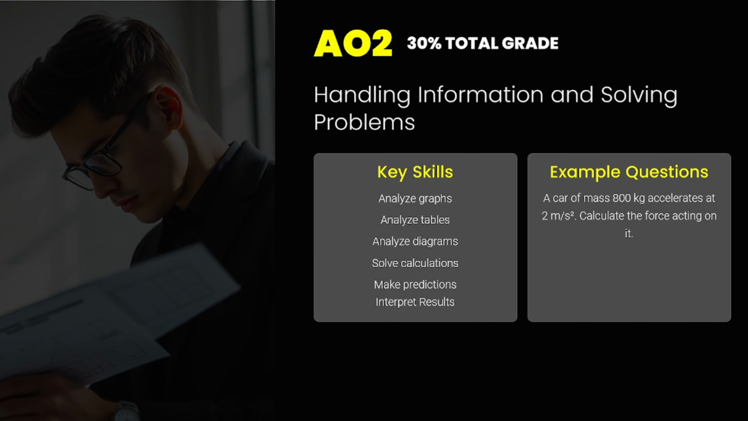Another one. A car of mass 800 kg accelerates at 2 meters per second squared. Calculate the force acting on it. AO2 expects you to recall the formula F = ma, plug in the values, and show your working. F = 800 × 2, that is going to give 1600 newtons.